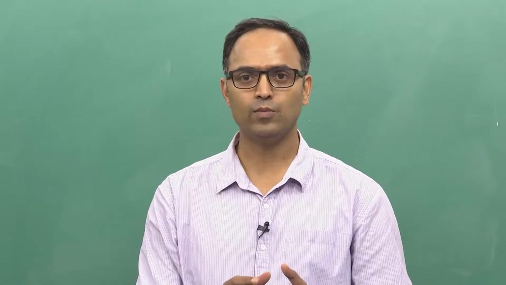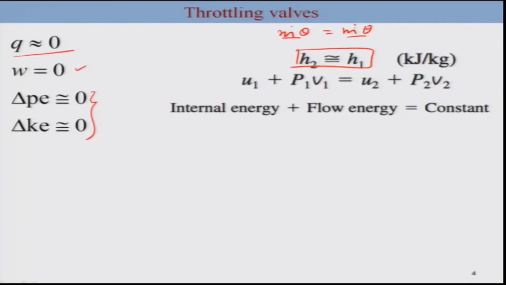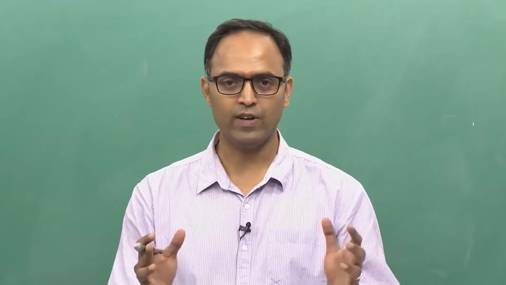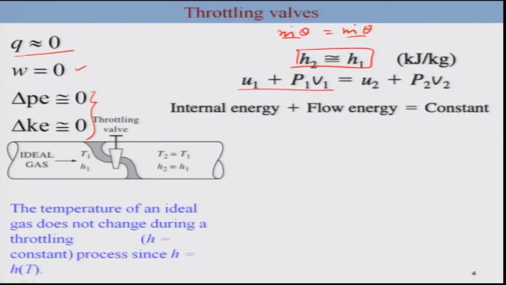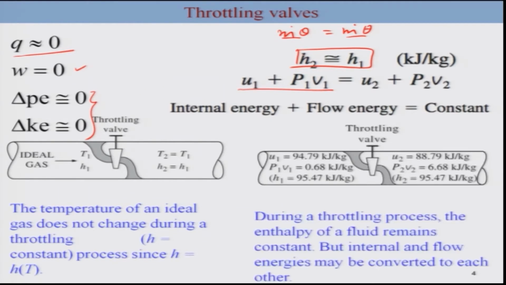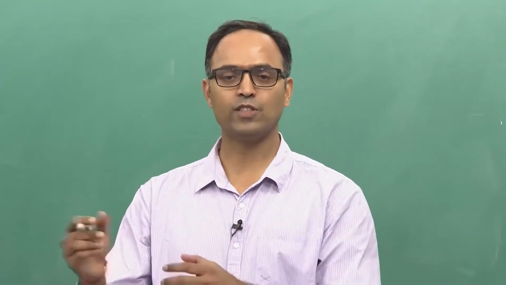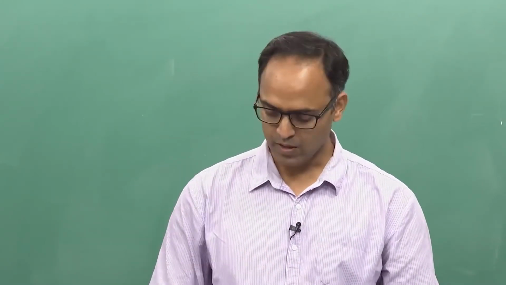So, a throttling valve essentially means that the enthalpies are the same. You have internal energy plus the flow energy term as a part of the enthalpy. They can interchange, but the total value should remain constant. Now, if you consider an ideal gas, we know that enthalpy is only a function of temperature, and hence if enthalpy is constant, the temperature is constant for an ideal gas throughout this valve. During this throttling process, the enthalpy of a fluid can remain constant, but internal and flow energy may convert into each other. That means the flow energy can lose some energy, and the internal energy can gain during this process. That is an aspect which we are going to look at in an example.